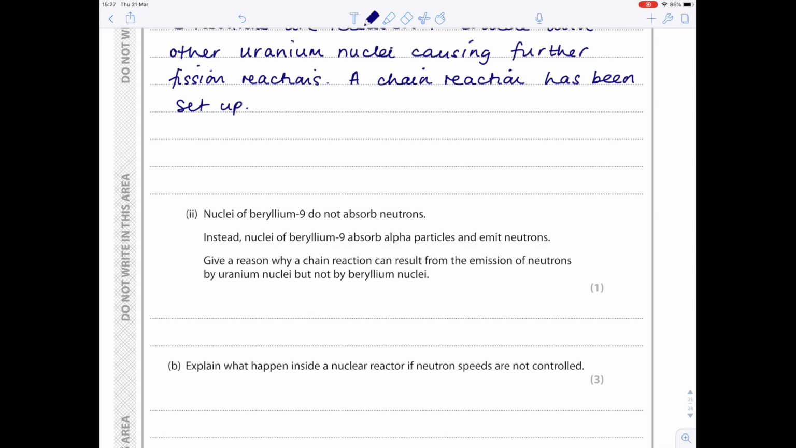Nuclei of beryllium-9 do not absorb neutrons. Instead, nuclei of beryllium-9 absorb alpha particles and emit neutrons. Give a reason why a chain reaction can result from the emission of neutrons by uranium nuclei, but not by beryllium nuclei. Well, this is all to do with the fact that when you're doing nuclear fission and you're setting up a chain reaction, you've got to have the same particle colliding with the nucleus as the one that is produced when the nuclei splits in half. And we've been told that this is alpha particles and that it doesn't absorb neutrons.